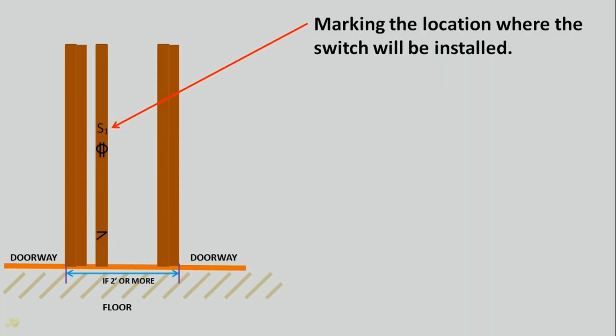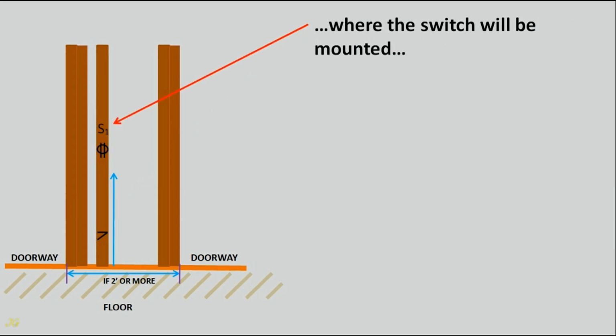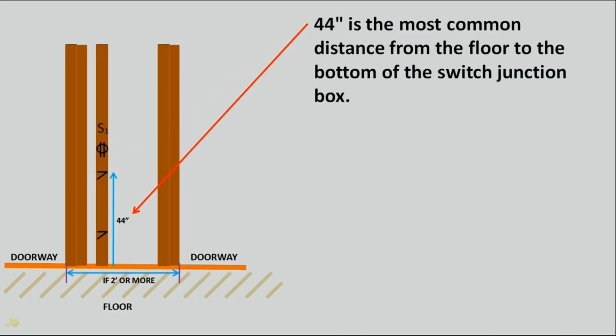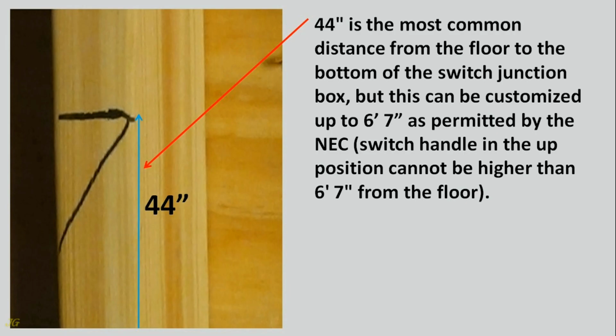Marking the location where the switch will be installed. Measure the distance from the floor along the stud where the switch will be mounted, and mark the bottom of the switch junction box on this stud at the selected height. 44 inches is the most common distance from the floor to the bottom of the switch junction box, but this can be customized up to 6 feet 7 inches as permitted by the NEC. The switch handle in the up position cannot be higher than 6 feet 7 inches from the floor.